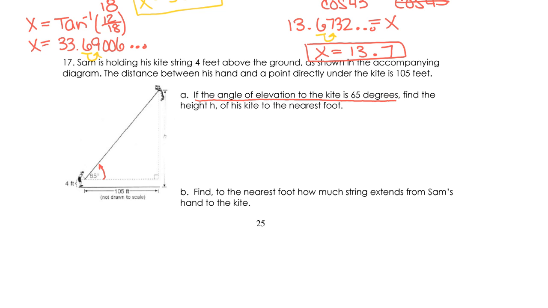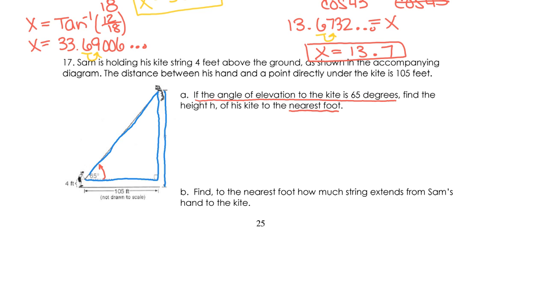So because the kite's up in the air, when Sam here looks straight out, and then all of a sudden looks up to see his kite, he's looking up 65 degrees. All right. And we're going to find the height of his kite to the nearest foot. If you take a look at the height labeled in the diagram here, that's from the kite all the way to the ground. But you can see that our right triangle doesn't go all the way to the ground. So we're going to have to be careful.